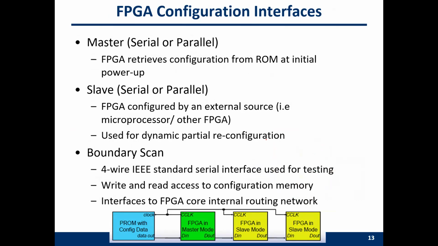So the most important part here is how to configure the FPGA board. In order to do the configuration, we have an interface. We have different modes, for example, the master mode. The FPGA can actively retrieve some configuration from the memory at the beginning when you power on the FPGA board. The FPGA board can also be configured by some external sources.